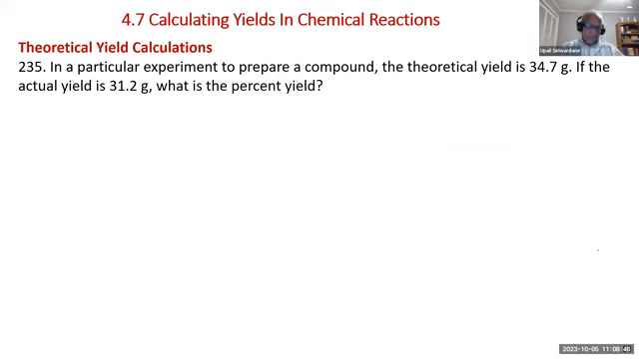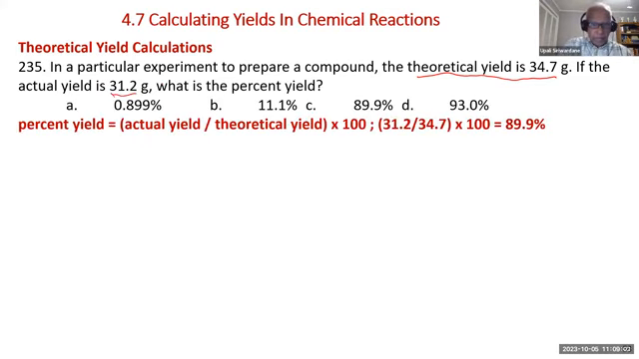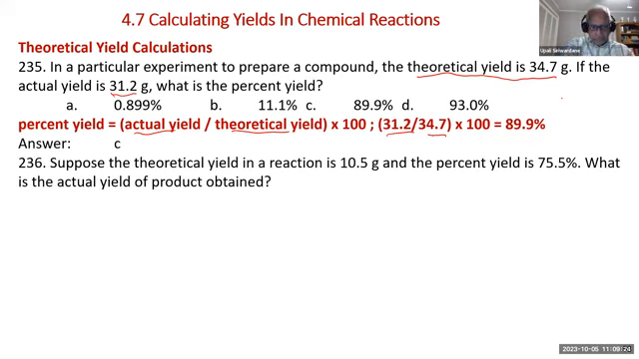Let's do a few theoretical yield calculations. Theoretical yield calculated using the stoichiometry is 34.7. Actual yield is lower, 31. So you plug in the actual yield here as 31 divided by 34.7, 89.9% yield. That's pretty simple once you have the grams of actual yield and the theoretical yield. Answer is C.